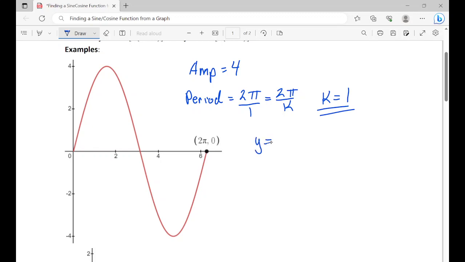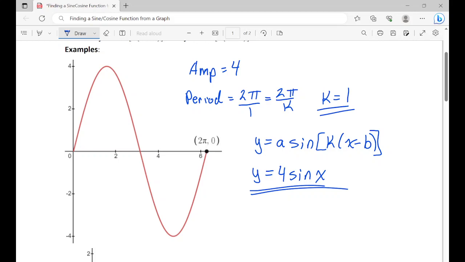So y equals a sine(kx minus b) is the form. Now I just plug in everything I know. So y equals 4 sine, k is just 1, so I don't really need the k. And b is 0 because there's no phase shift. So I can just say that this is y equals 4 sine x. And that is the function for this sine wave.